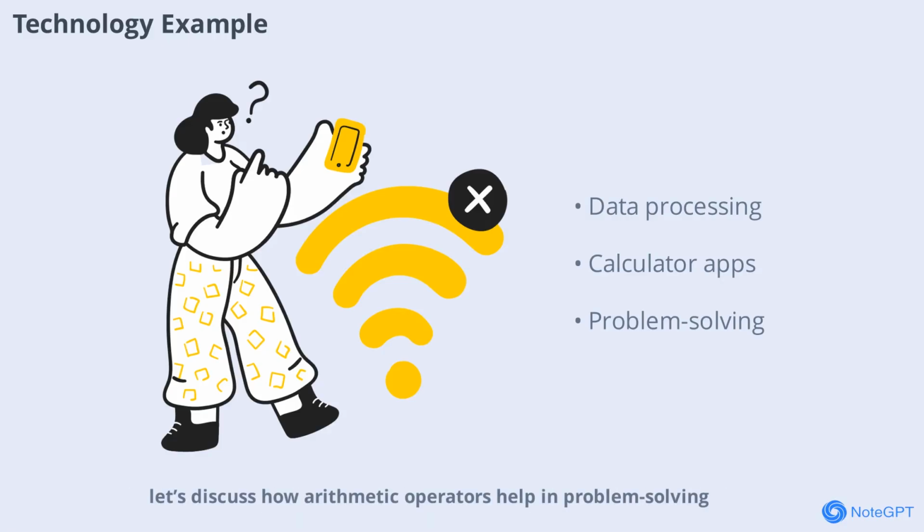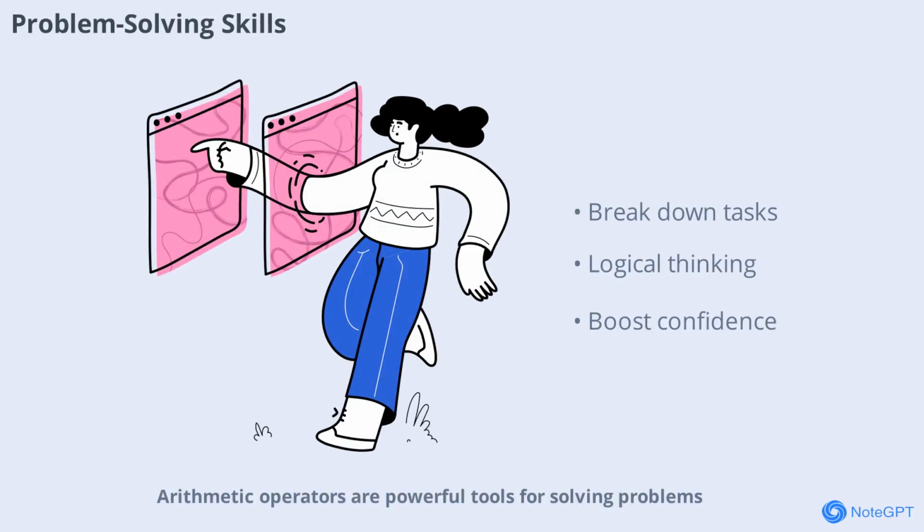Next, let's discuss how arithmetic operators help in problem solving. Arithmetic operators are powerful tools for solving problems. They help you break down complex tasks into simple steps, making it easier to find solutions. Whether you're working on a math puzzle, managing a project, or planning your day, these operators give you the structure you need to succeed. Practicing arithmetic improves your logical thinking and boosts your confidence.